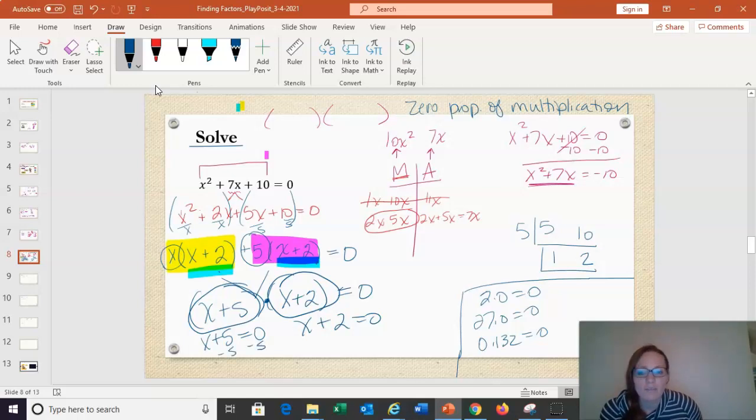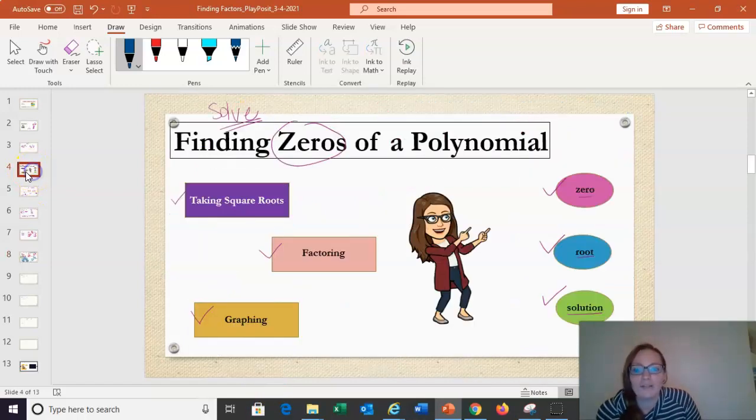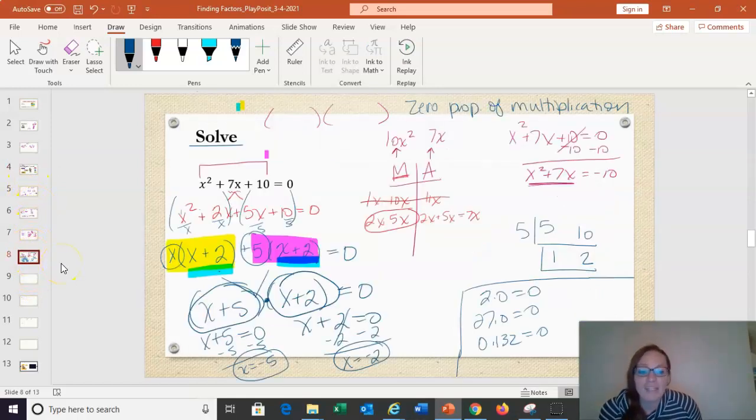So they become two little mini solving problems. So we'll subtract 5 from both sides. X equals -5 and x equals -2. Those are our two solutions, our two zeros. You guys remember the other word? Root. Solutions, zeros, roots. They all mean the same thing. Guess what? That's where this graph will cross the x-axis.